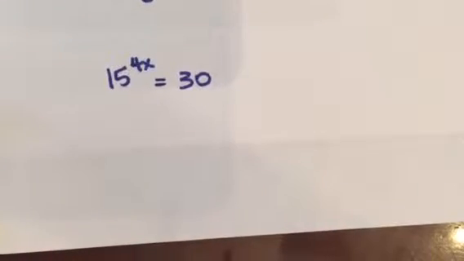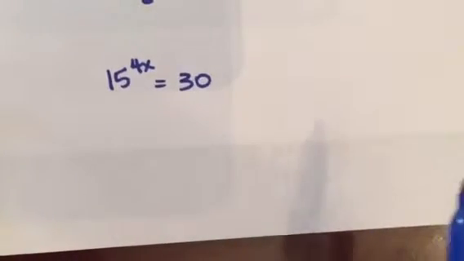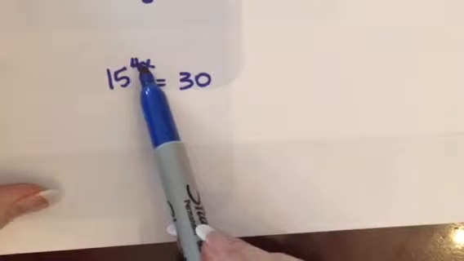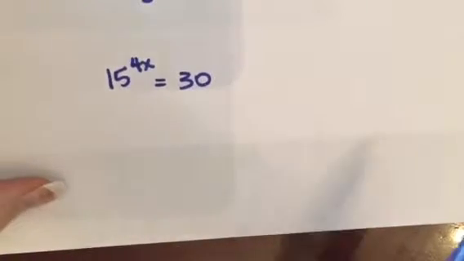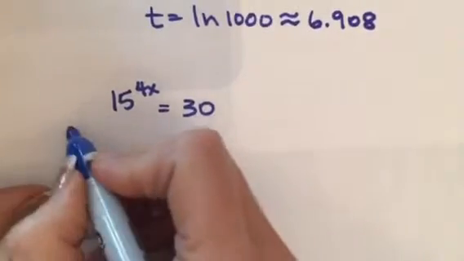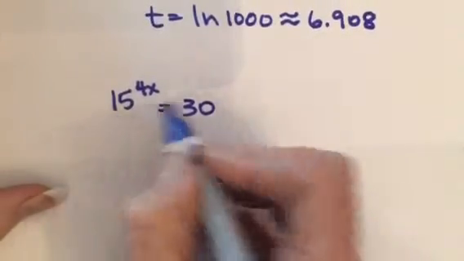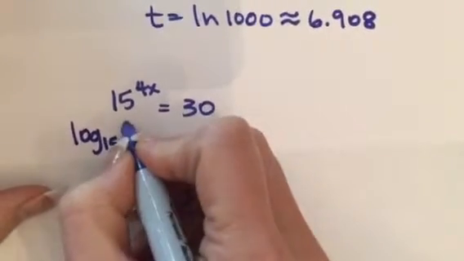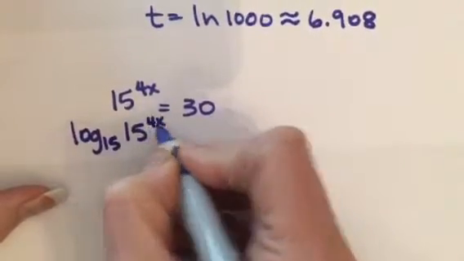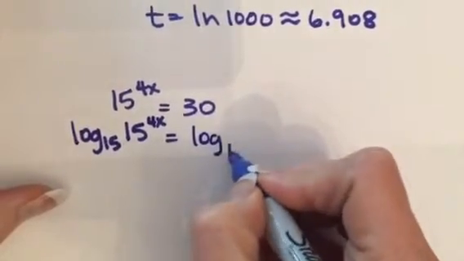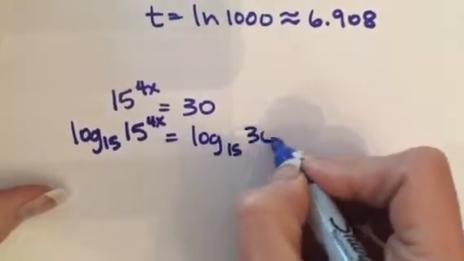Okay, using the same things that we have done before, this time we see that our exponent has something other than just one variable, but we'll handle that when we get there. Okay, so let's start with taking the log base 15 of both sides. Log base 15 of 15 to the 4x, and that is equal to log base 15 of 30.